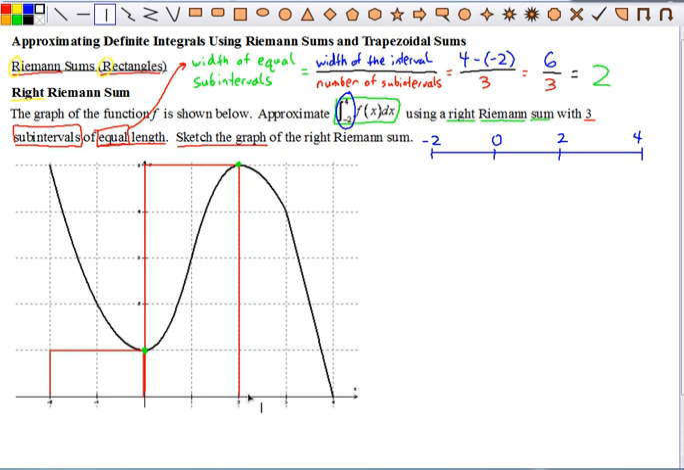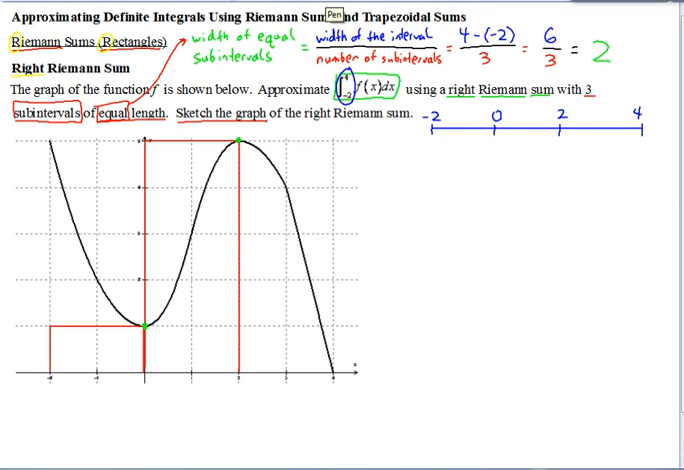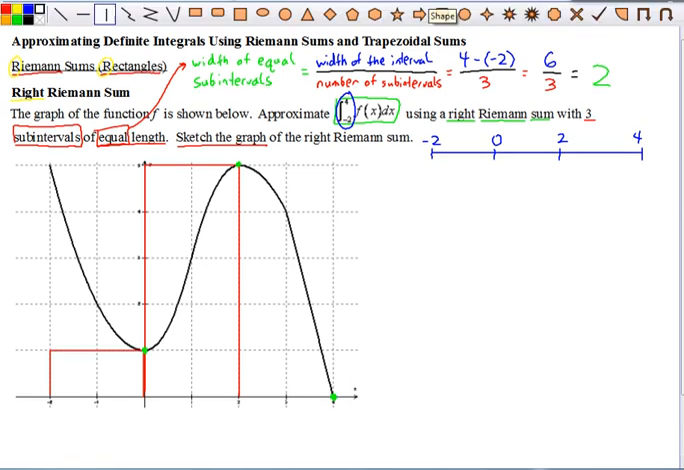And finally, the last subinterval here is from 2 to 4. The right endpoint is at 4. But notice that on the graph at 4, that gives you the height of the rectangle, but look at what happens. We basically have a rectangle that has no height. It's flat there.